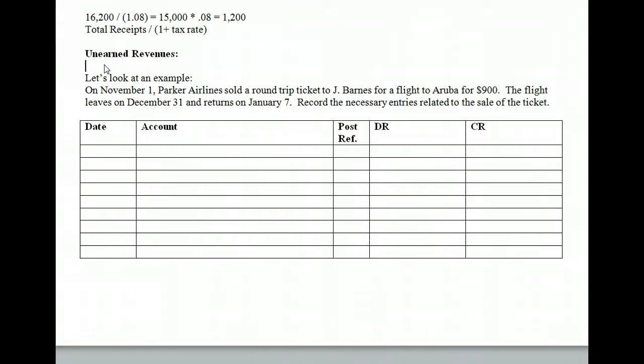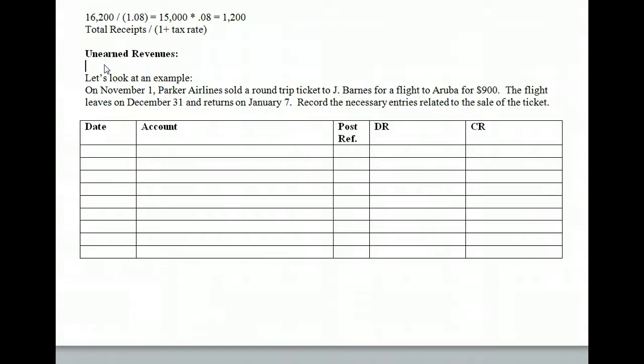So let's look at an example. On November 1st, Parker Airlines sold a round-trip ticket to Jay Barnes for a flight to Aruba for $900. So our airline company is selling a ticket for $900. The flight leaves on December 31st and returns on January 7th. Record the necessary entries related to the sale of this ticket.